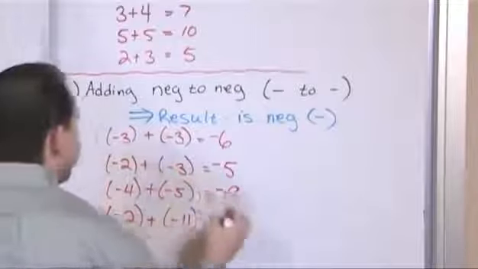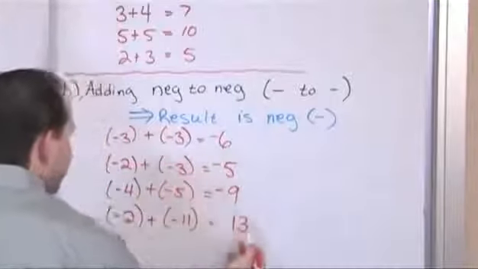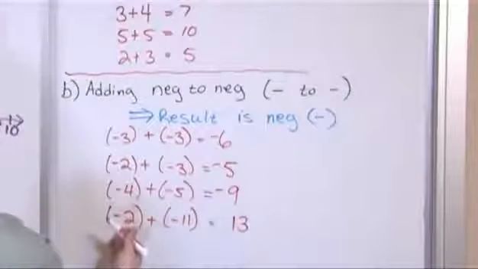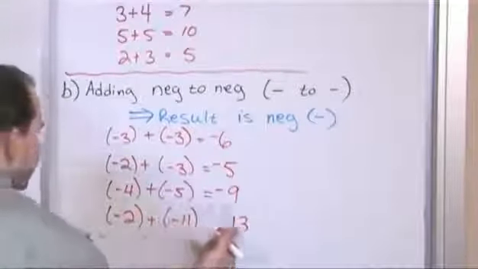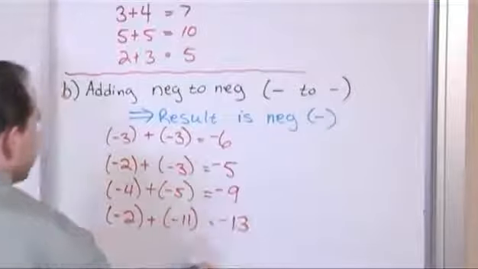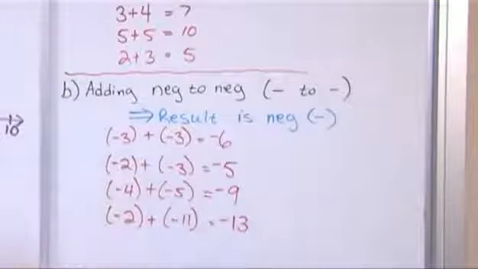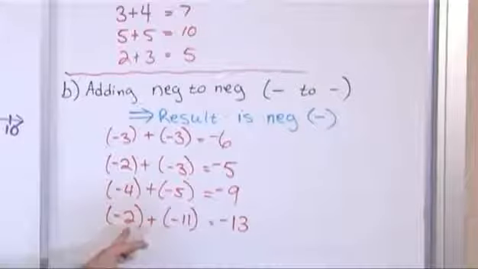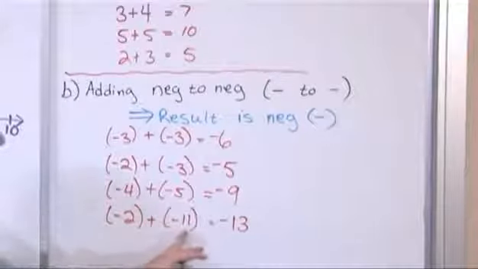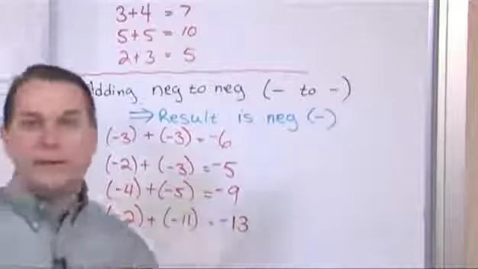2 plus 11 is 13. But the answer is not positive 13. That wouldn't even make any sense. If I owe somebody something and then I borrow more stuff, I'm not going to have positive. I'm going to have a negative number because I'm going to owe 13 units of whatever, 13 candy bars. If I borrowed 2 to begin with and then I borrow 11 more later in the day, I'm going to owe 13 candy bars altogether.